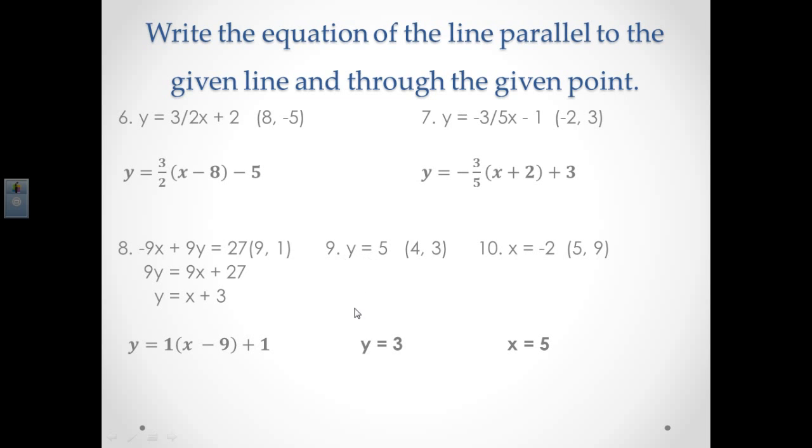Number 9, horizontal line, so we need another horizontal line, y equals 3. Number 10, we have a vertical line, and we need another vertical line, so x equals 5. And so that's really all you need to be able to do to write the equation of a line parallel to a given line and through a given point.